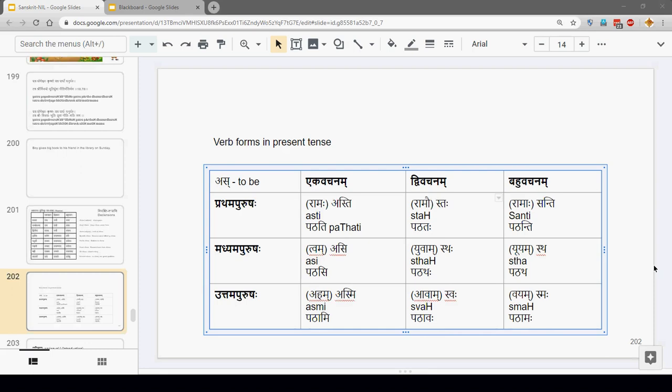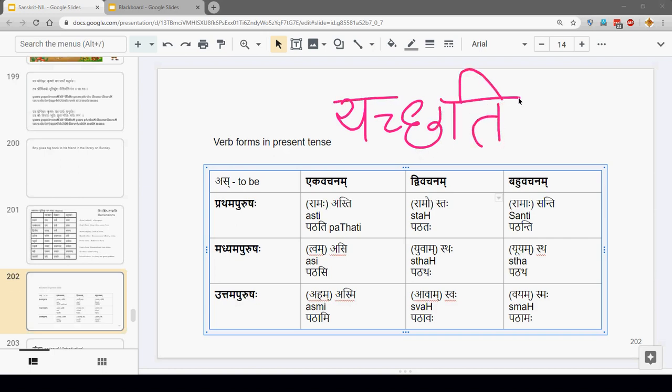Now for dadati, which means to give, we might ask: if it is complicated, how am I going to use it? But there is another alternate verb we can use, called yach. Yachati also means give. This is in the first group, which follows a similar pattern, similar to pathati.